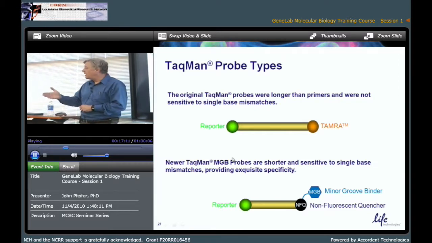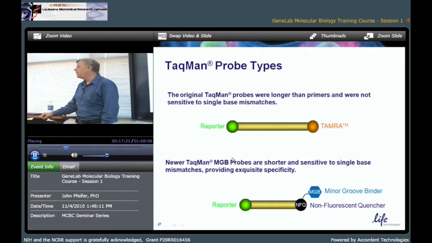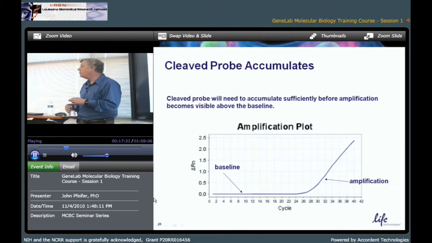But perhaps some of you may be working with other targets, prokaryotes, for example, which have a higher mutation rate, maybe viruses with a high mutation rate. Maybe you want to allow a base or 2 mismatch in the probe binding site and still get signal. Great. In that case, a TAMRA probe would be a good selection. But either way, whether you have a TAMRA probe or an MGB probe, the same principle applies as far as signal accumulation.